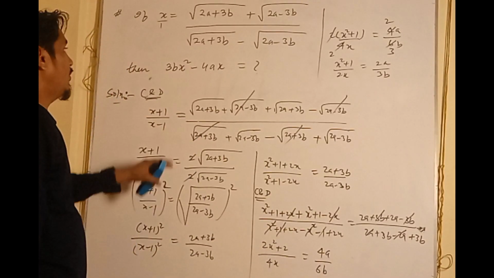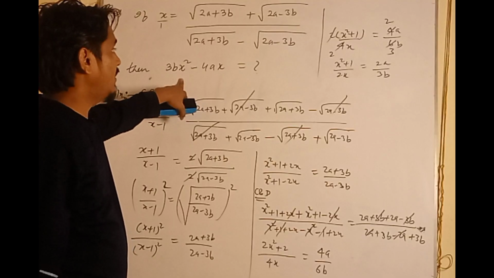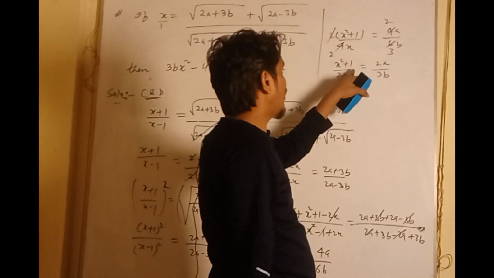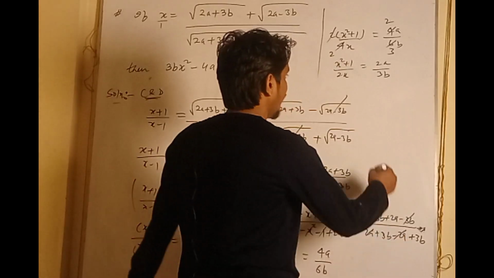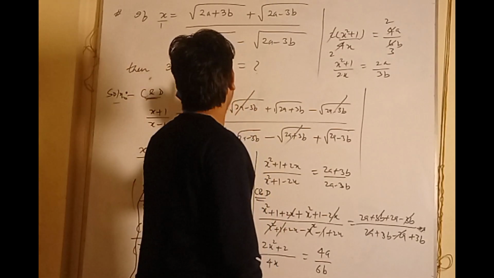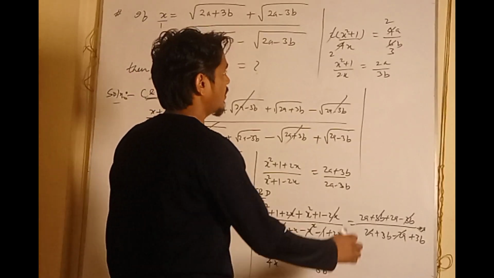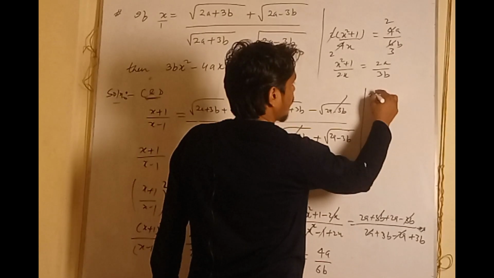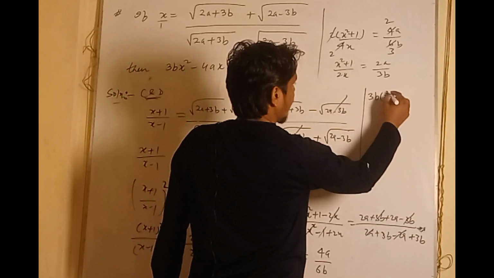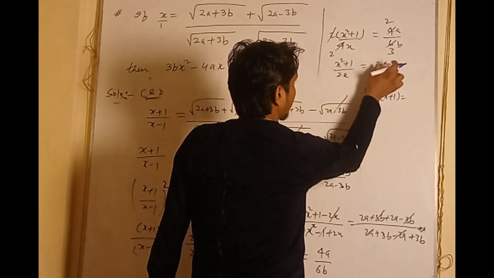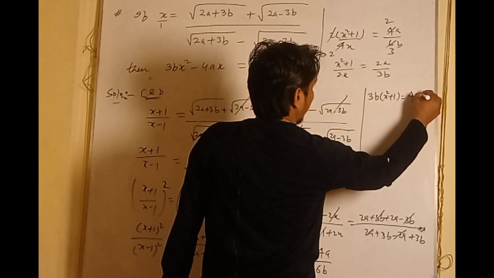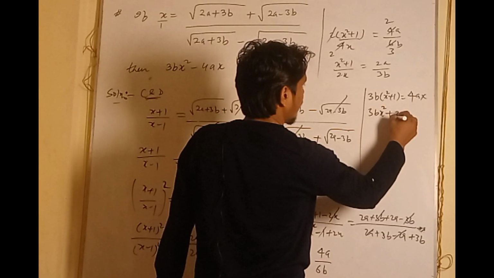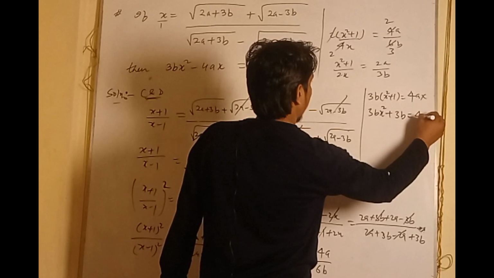But we want the value of 3bx square minus 4ax. So if we further use cross multiplication over here, then we'll get something which might be similar to this. So just use the cross multiplication. This 3b is going to multiply with this. So 3b times (x square plus 1) is equal to 2x into 2a, which is 4ax. And this will be 3bx square plus 3b is equal to 4ax.